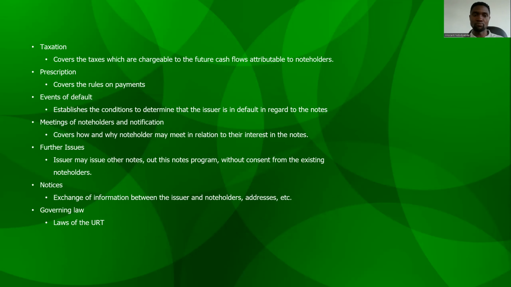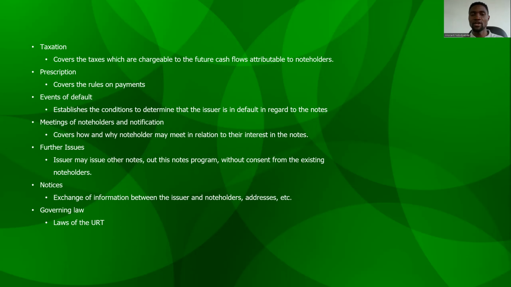Of course, also there is this prescription which covers the rules of the payments, and also establishes the events of default. So in case CRDB defaults on this bond, what happens, and who gets what in terms of their rights? But also there are meetings of note holders and notifications. So basically, by investing your money, you're becoming part and parcel of CRDB.